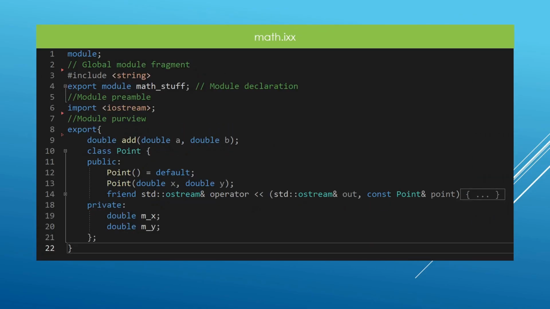Let me show you the interface file for math. It is going to have the add function and the point class. This is the interface we have. Notice the module declaration. It is the most important thing if you ask me. Make sure you see the global module fragment, the module preamble, and the module purview. These are words you need to be able to understand to communicate using C++20 modules, to talk to other developers and express your ideas.